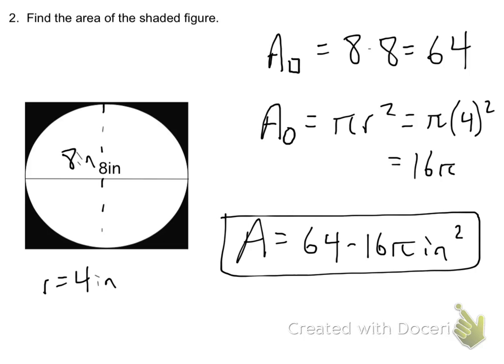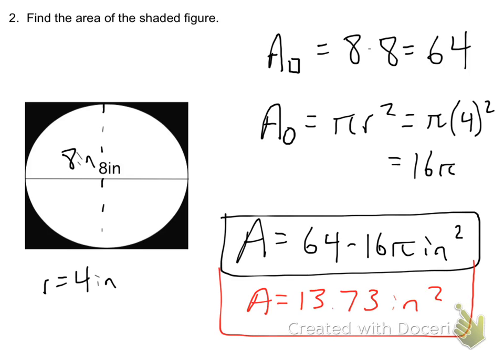So 64 minus 16 pi, and we get 13.73 inches squared. So the big thing here was, again, having that relationship.